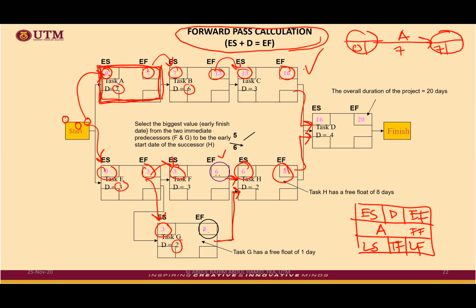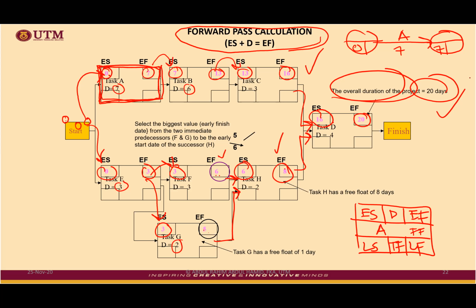And between 8 and 16, which one should be considered? For sure, the bigger value will be there. 16 plus 4 equivalent to 20. Now you already have the overall project duration. You already answered one question.